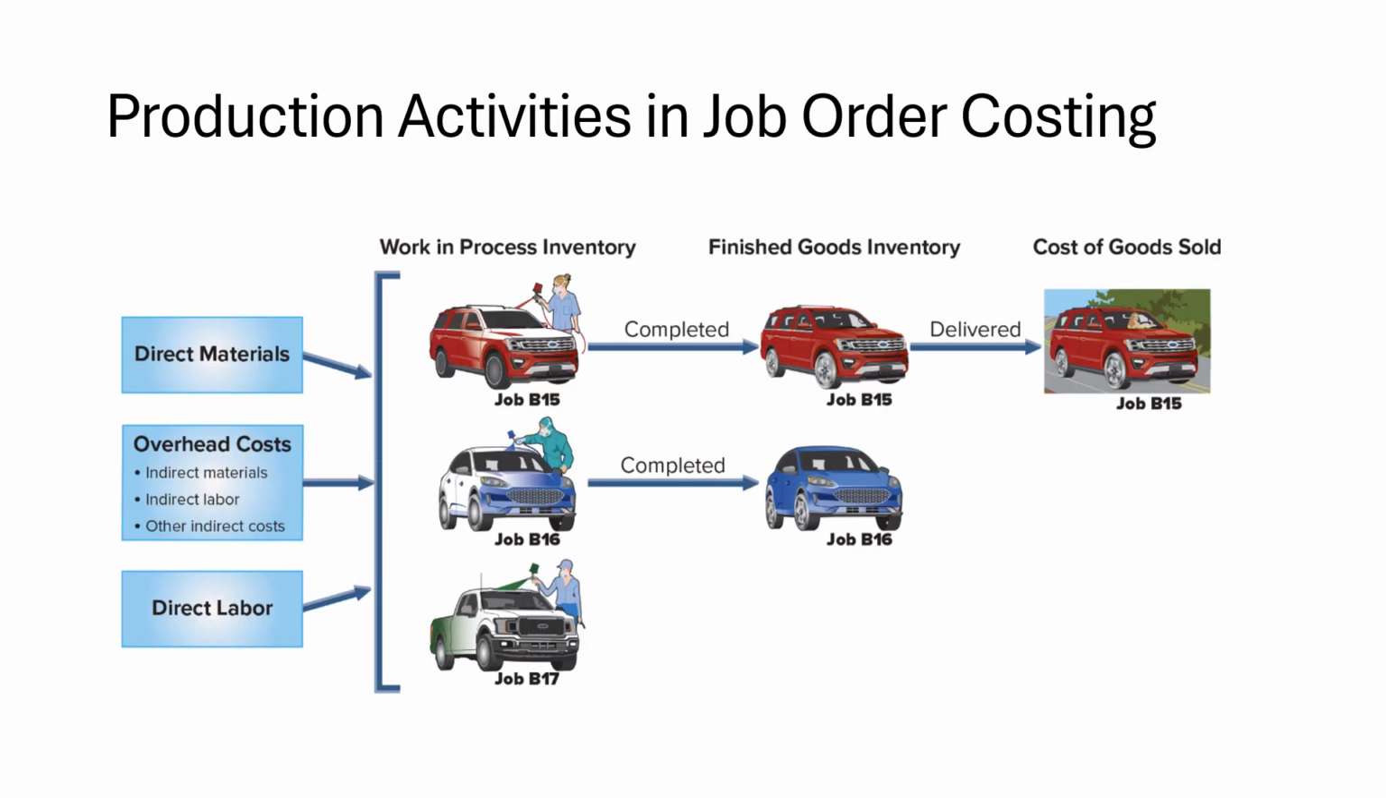This example shows you a little bit more in detail what job order costing looks like. So instead of just showing you raw materials to work in process to finished goods, this is a little bit more in depth. So it is showing how direct materials, overhead costs, and direct labor go into the process of creating something from raw materials. So these are going to be your inputs.